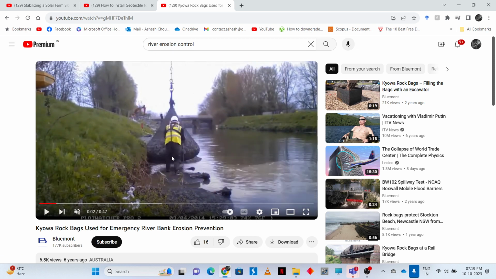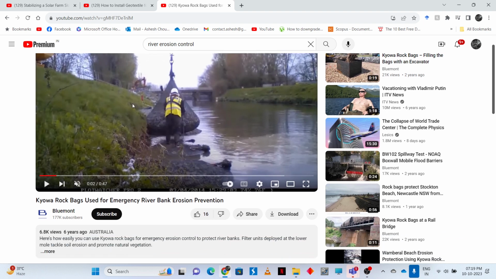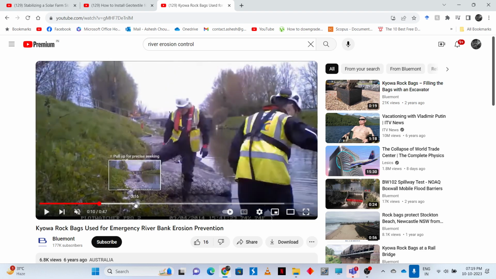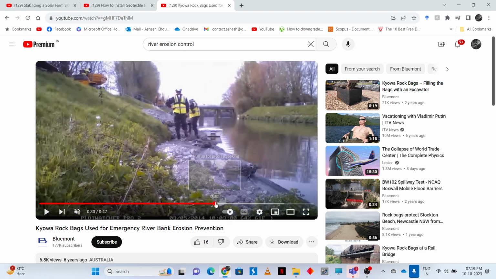So these netted bags are there. These are just different things. We have these bags here. These bags are actually filled with what? Filled with aggregate. Directly, they are just putting the aggregate.